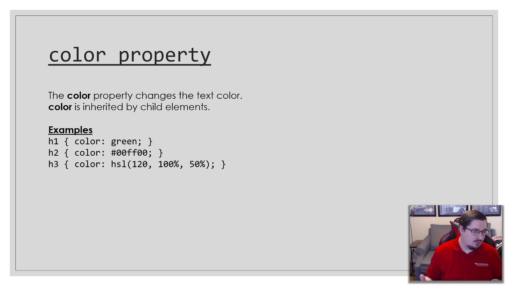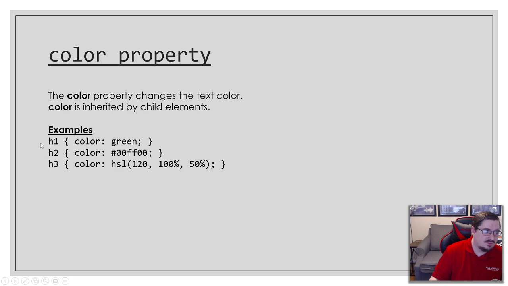So let's talk about the color property. The color property, we can set it with any of those values we just talked about, and it changes the text color. Okay, changes the color of your text. I know it doesn't say text in the name, but that's what color does. Color changes the color of your text.